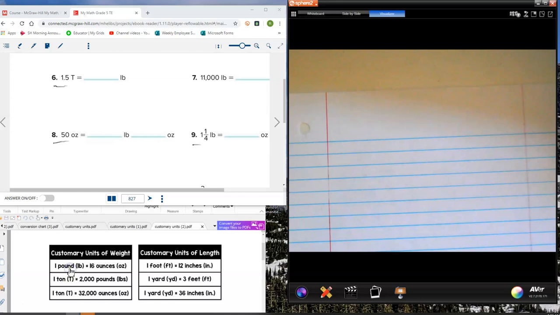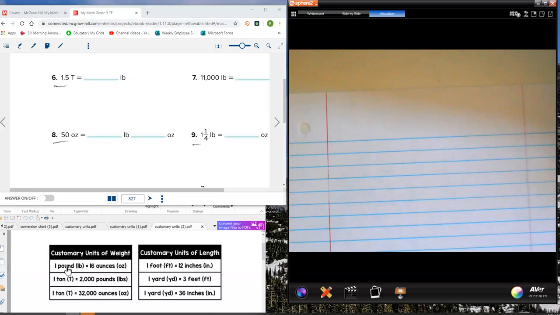That's what I'll do here. So now that I know that, I'm going to go ahead and divide. I'm going to take my 50 ounces and I'm going to divide it by 16. Looks like 3 will work here. So 16 times 3 is 48. I'm going to have 2 left over.